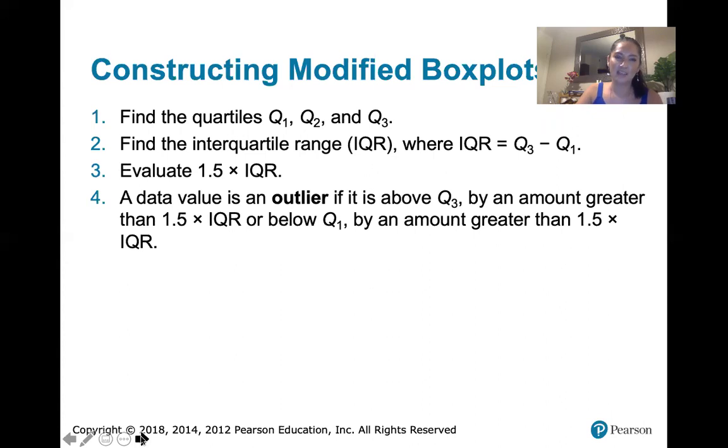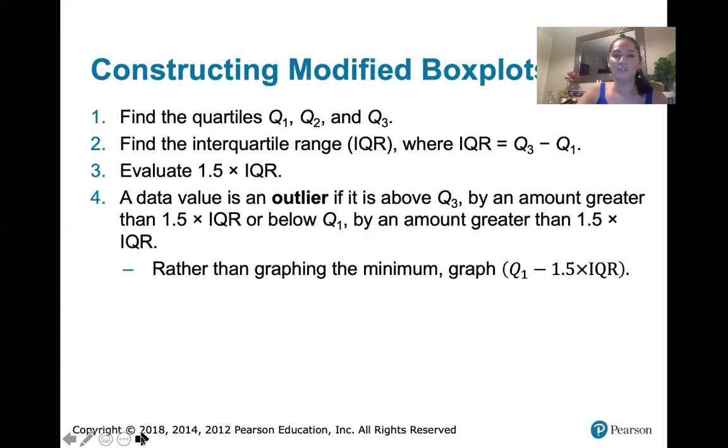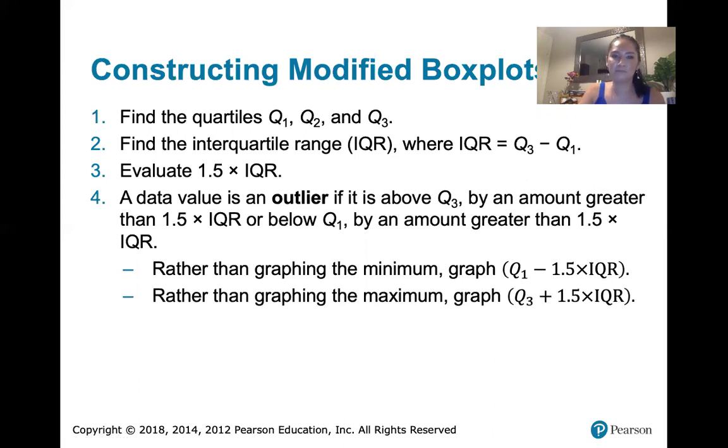And then we're going to say, any value is an outlier if it is above Q3 by an amount greater than 1.5 times that interquartile range, or if it's below Q1 by an amount greater than 1.5 times the interquartile range. So rather than graphing the minimum in these modified box plots, we graph Q1 minus 1.5 times the interquartile range instead of the minimum. And then rather than graphing the maximum, we graph Q3 plus 1.5 times the interquartile range.